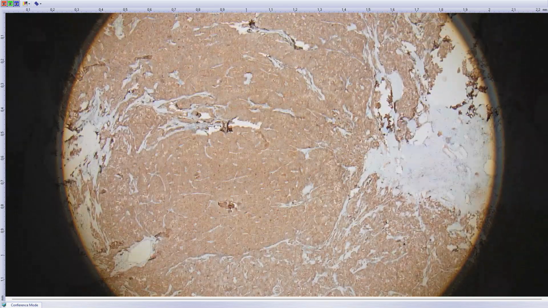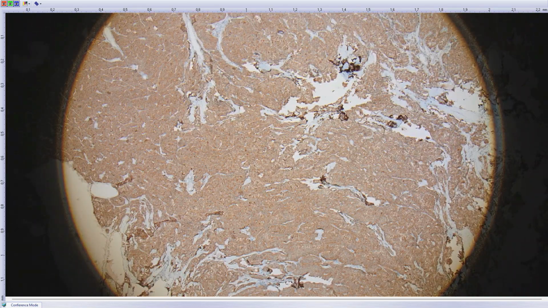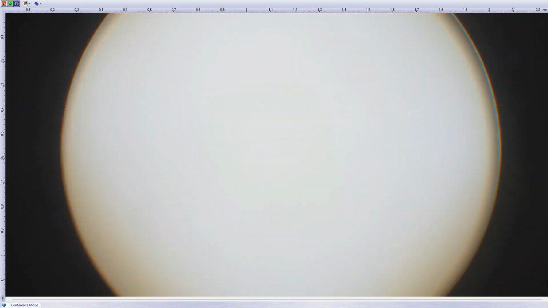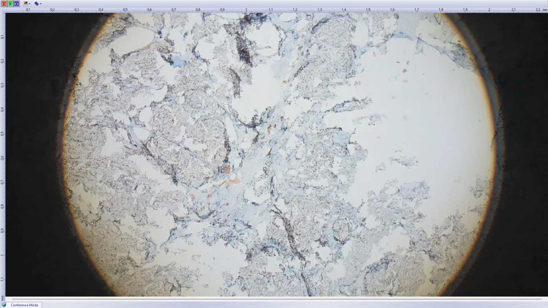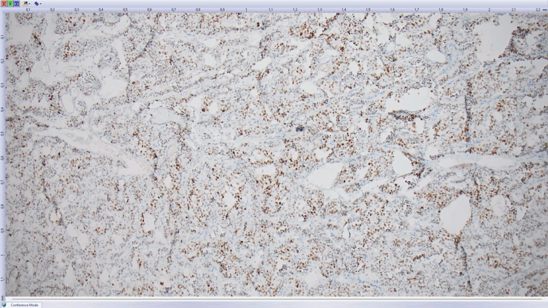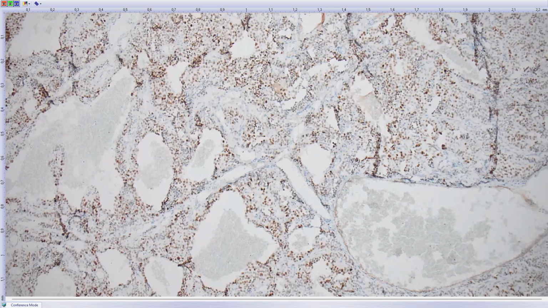And in fact, if you stain for synaptophysin or chromogranin, it was diffusely positive. The lesion also stained for INSM1 antibody, a nuclear transcription factor, so the phenotype is neuroendocrine.